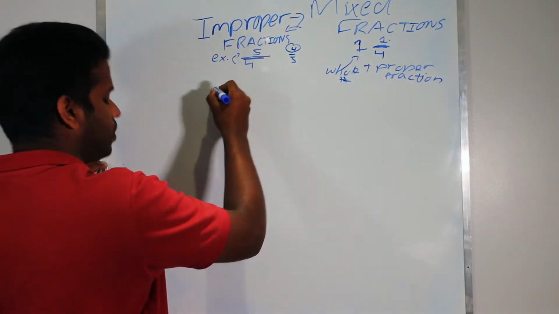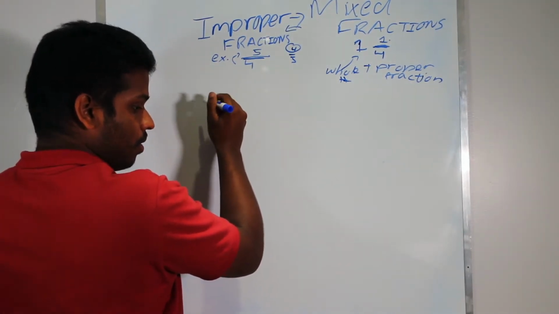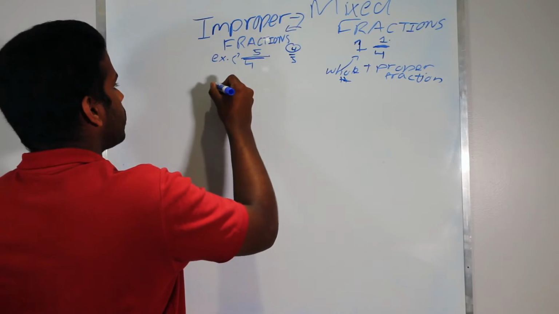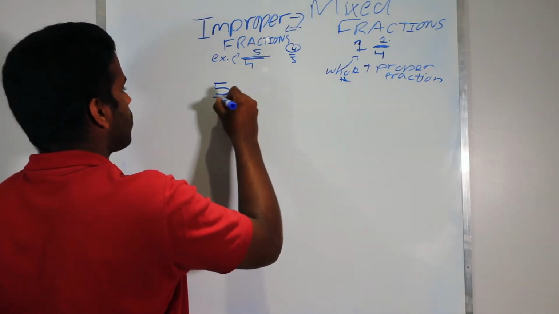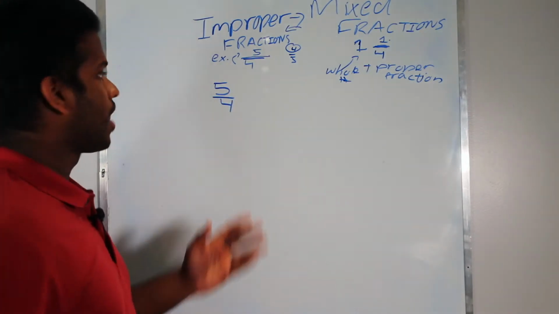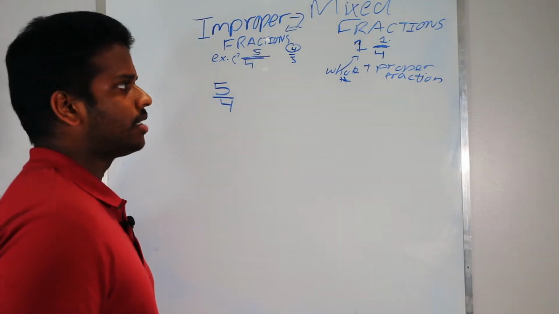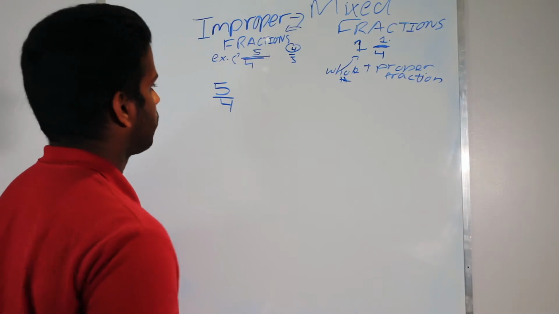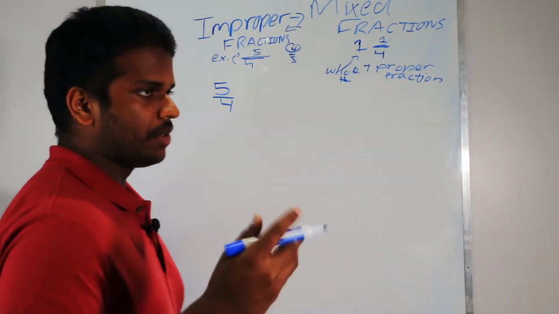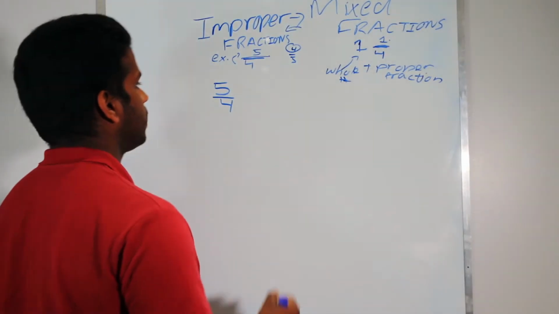So we will use the example we have here: 5 over 4. This is an improper fraction because 5 is greater than 4. So how do we convert this into a mixed number fraction? We are going to use our long division method.